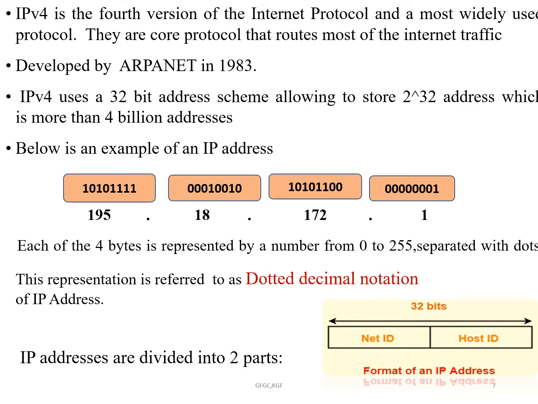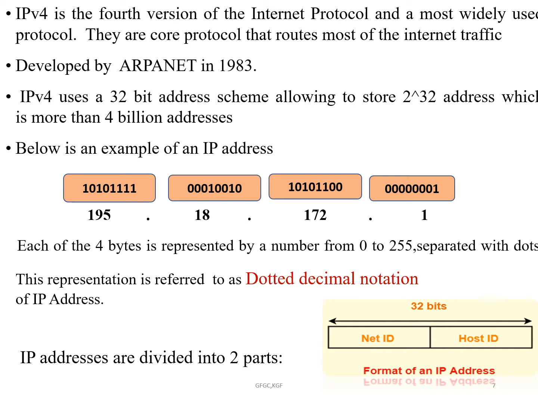So, IPv4 uses a 32-bit address scheme allowing to store 2 to the power of 32 addresses, which is more than 4 billion addresses. Below is an example of an IP address which stores the IP address in 4 octets with 8 bits in each. Each 8-bit binary number in an octet represents a decimal number. 10101111 represents the decimal number 195, whereas 00010010 represents 18, and so on. So this is how an IP address is represented in IPv4.